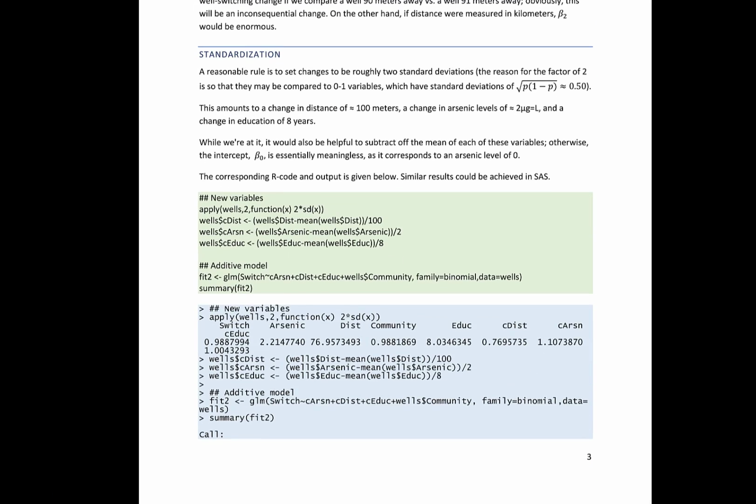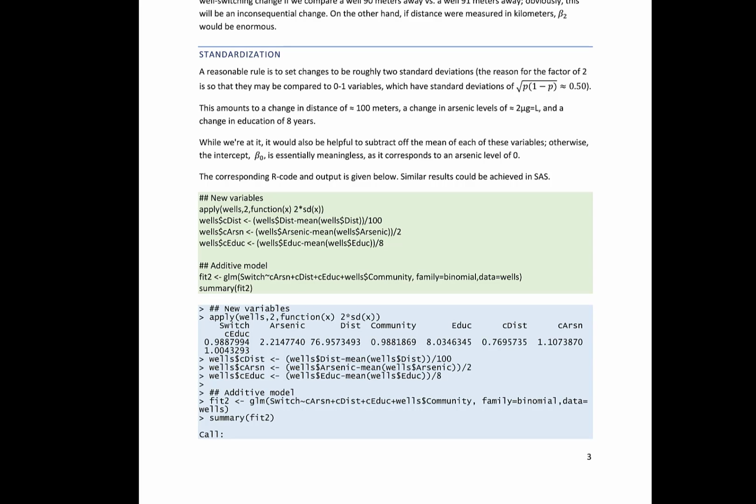Standardization. A reasonable rule is to set changes to be roughly 2 standard deviations. A reason you might see 2 standard deviations when you work with logistic regression is that a factor of 2 might compare to 0 and 1 variables, which have a standard deviation of 0.5. So notice here the range of those variables is from 0 to 1, and 2 standard deviations fit in there. That is just a rule of thumb. I've definitely seen standardization where you just use a single standard deviation. So again, this is another one of those things that isn't always the same.